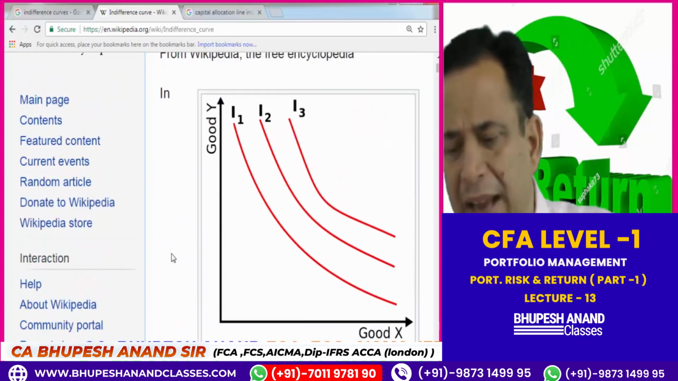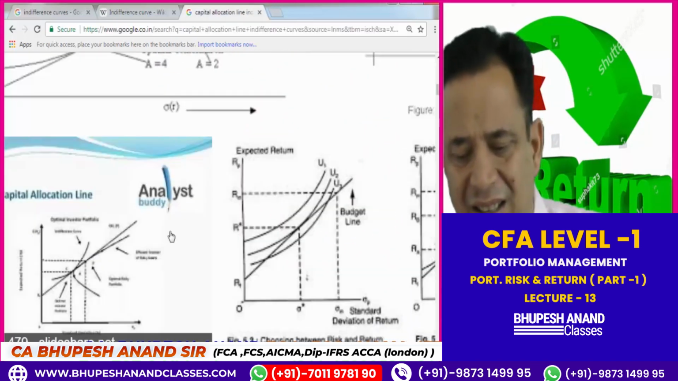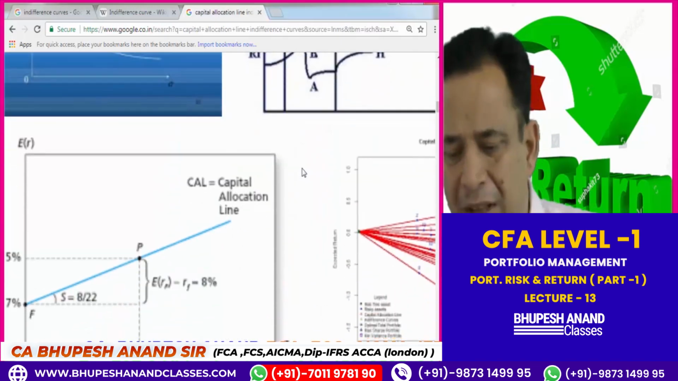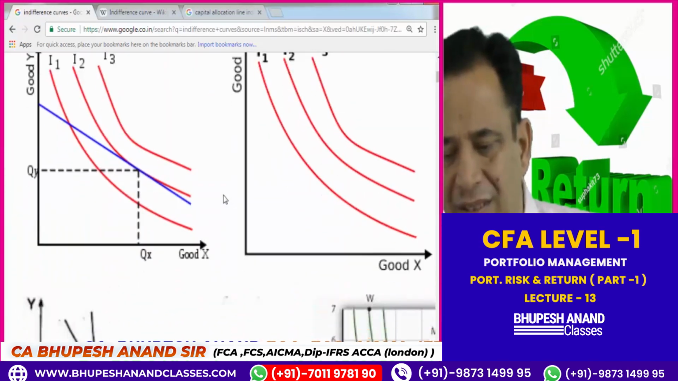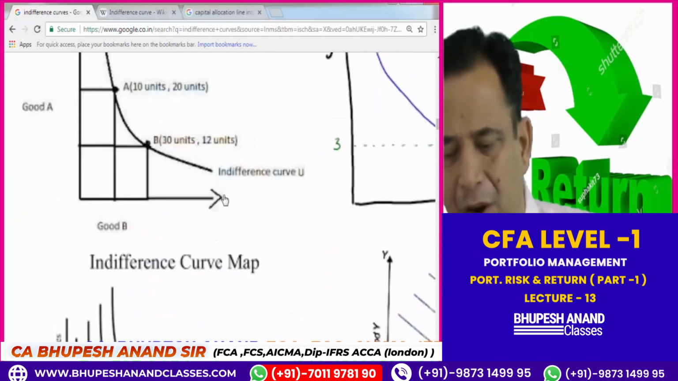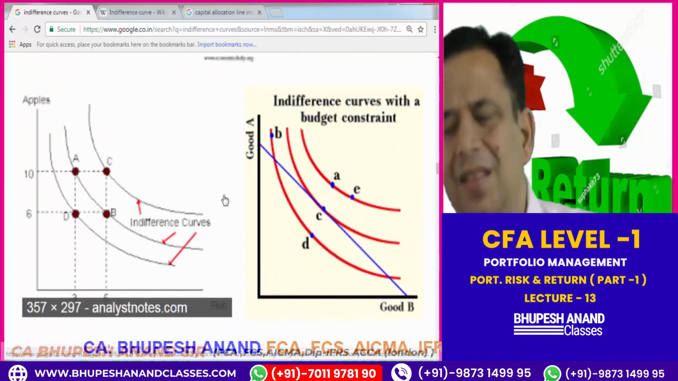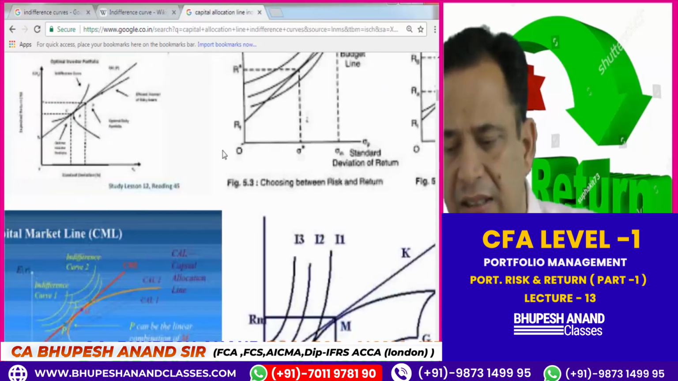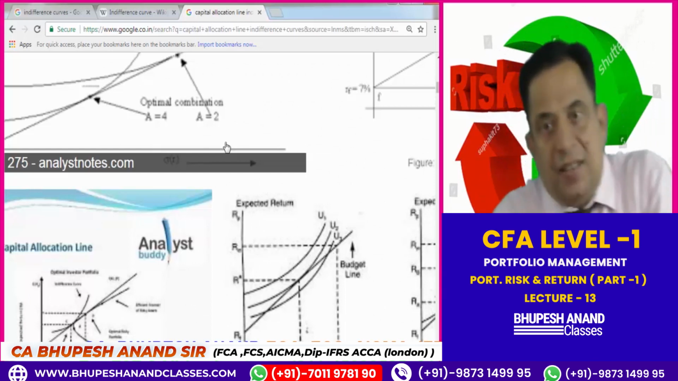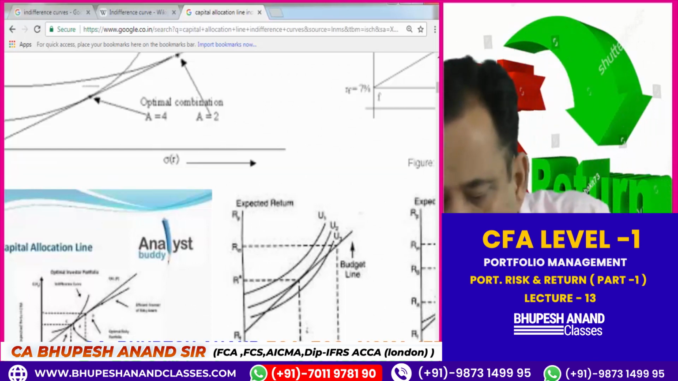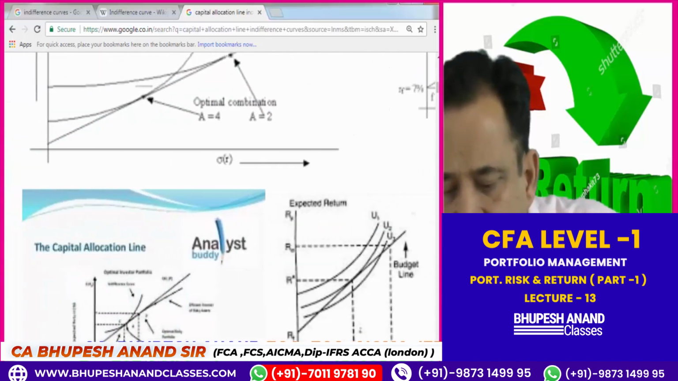This is economics, with good X and good Y. I have taken risk and return on the axes. So there can be different categories of indifference curves. They have prepared it on the basis of economics, so no need to worry. Just see this. In this also they have prepared an indifference curve, just like I have prepared for you. So an indifference curve is a curve which gives a particular level of satisfaction to an investor.